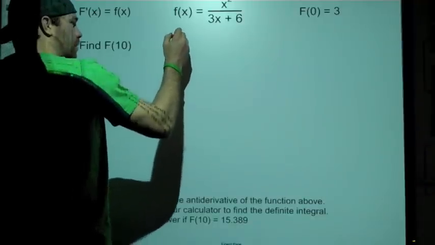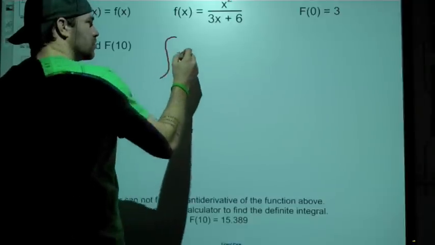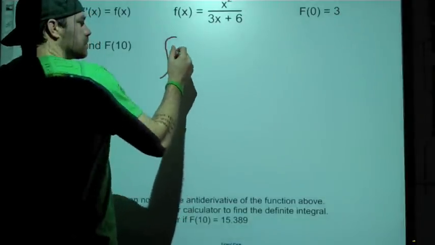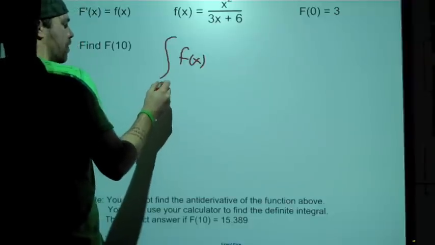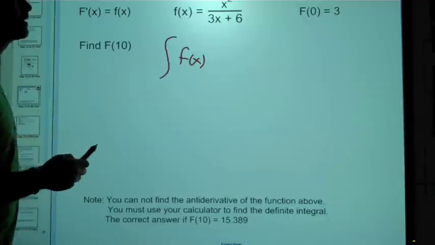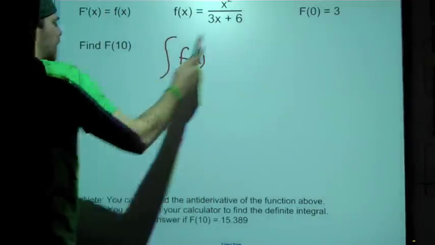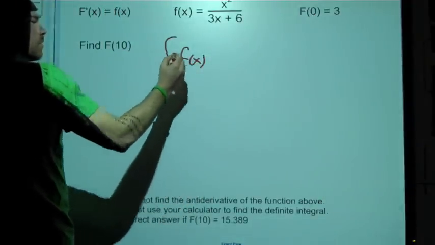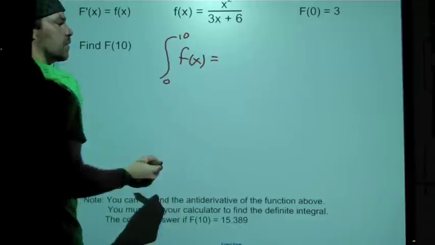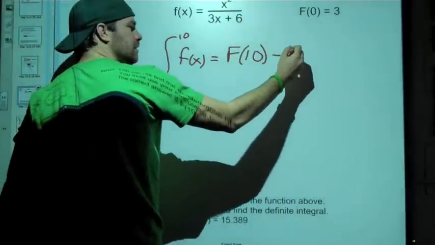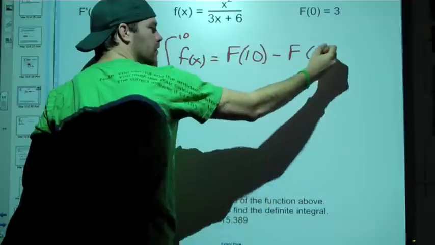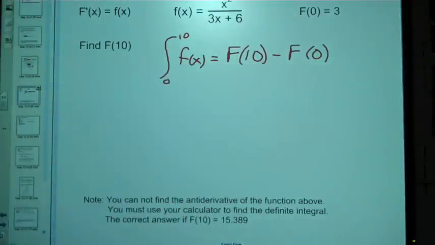This statement from the first fundamental theorem of calculus is true. The area under the curve from A to B, let's see, we're using points 0 and 10. From 0 to 10 would be equal to the antiderivative at 10 minus the antiderivative at 0. Okay, that's a true statement.